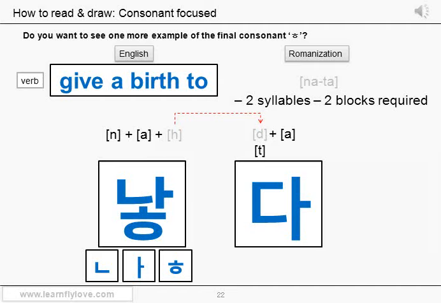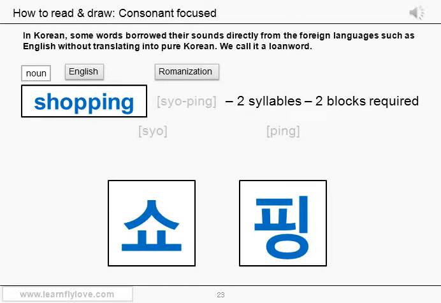The next letter starts with a d, like d in English, but as we explained, this consonant changes its sound to t. So when it combines with the vowel a, it sounds like ta. So it's na ta. Okay? But don't worry, we don't really use the basic form of the verb or adjective in real life conversation. Let's move on.